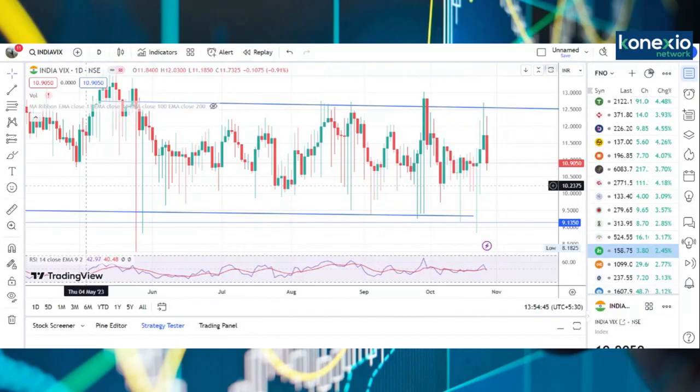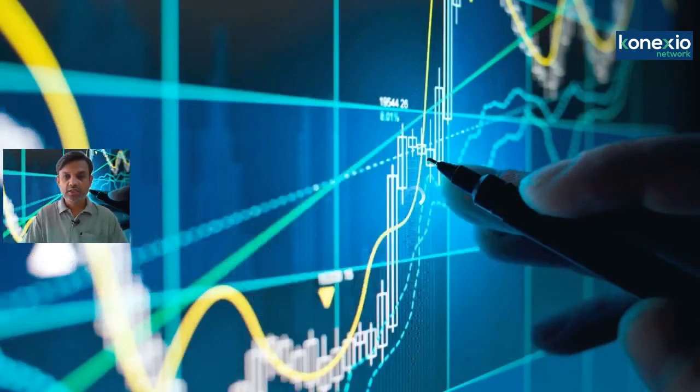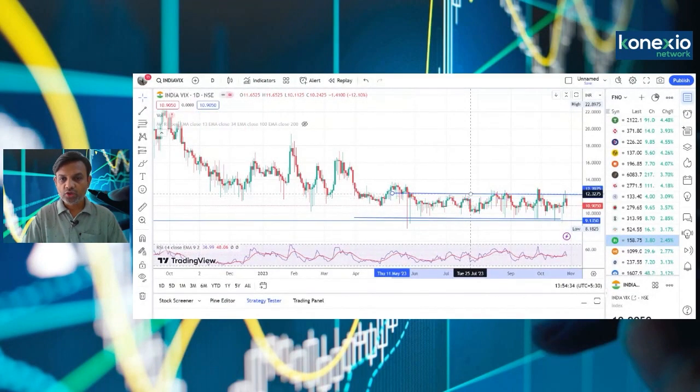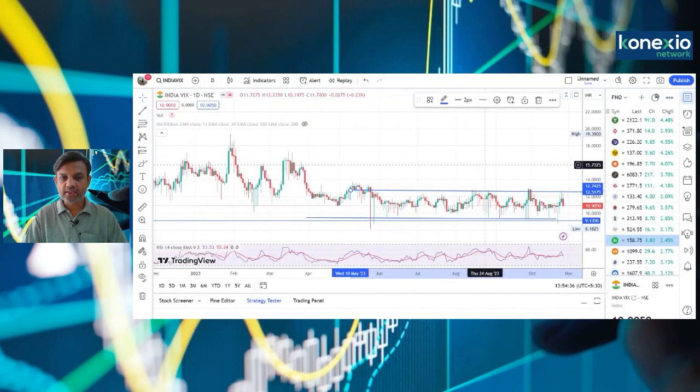And one more important thing which I would like to share: let us have a view of India VIX. Last week, India VIX has rallied almost more than 15 to 16%. I would like to share the charts of India VIX so that we might have a clear view. Now this is the India VIX.